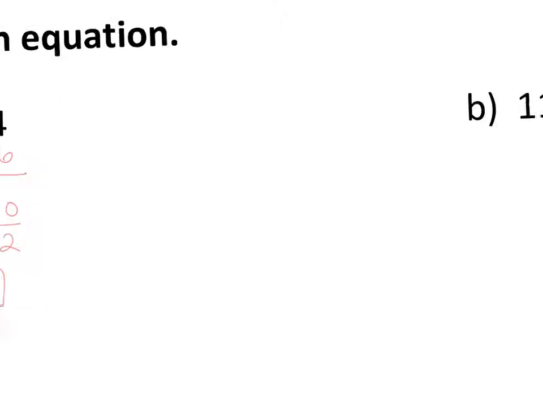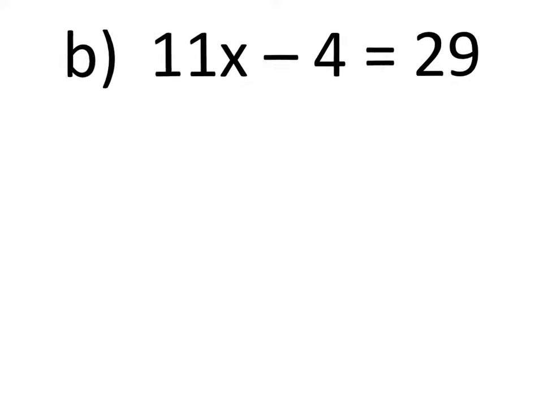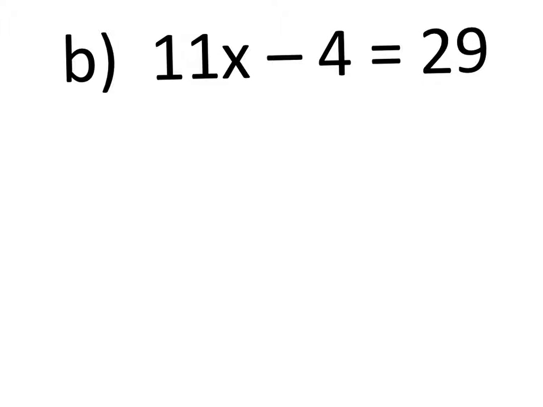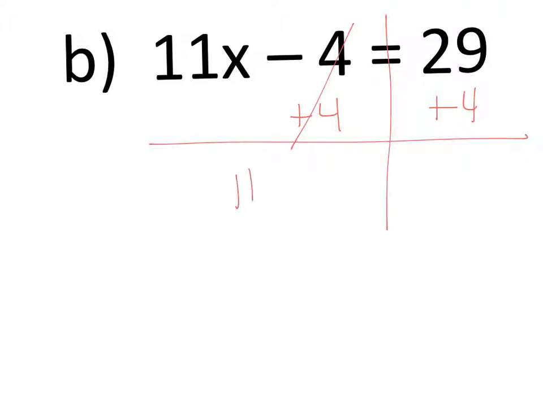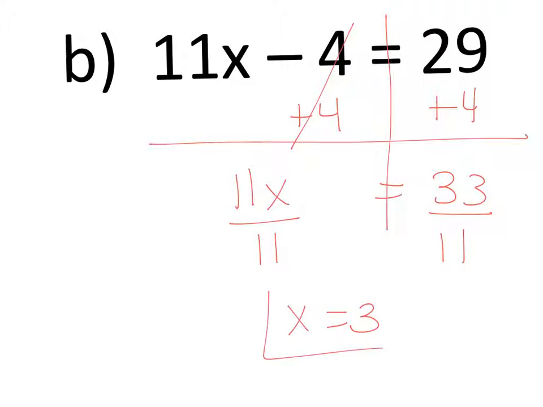Okay. All right, going on to example B. If you want, maybe pause the video right now, try it, and then replay it and see if you've got this one right. All right, so what we're going to do is, again, if you need to draw a wall, draw a wall. We're going to undo our addition and subtraction first by adding 4 to both sides. So those will cancel. I'll have 11x left equals, and then 29 plus 4 is 33. And then my last step will be to divide by 11. So x equals 3.